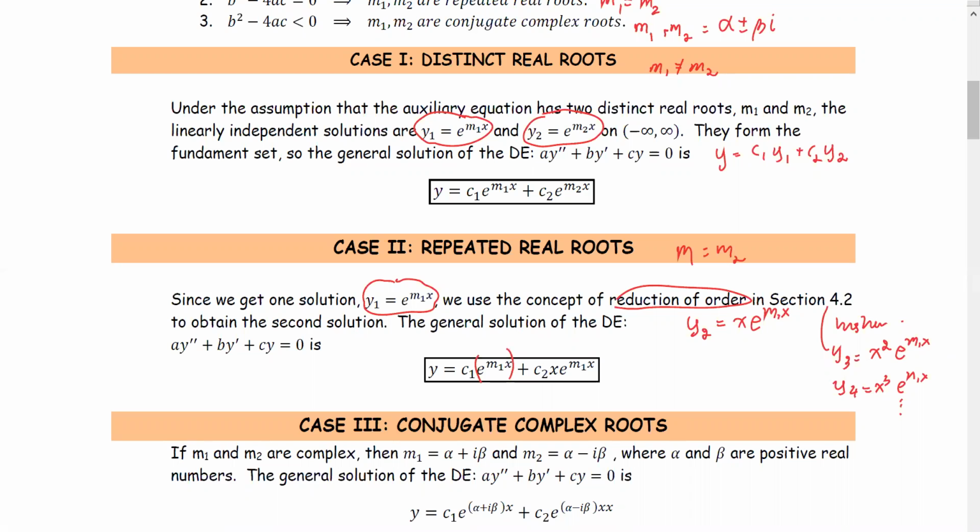With the superposition principle, y is in the form of the linear combination of the two solutions, so we have y as c1 times y1 plus c2 times y2, or y equals c1 e to the m1x plus c2 x times e to the m1x.